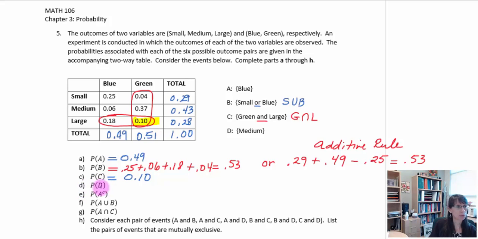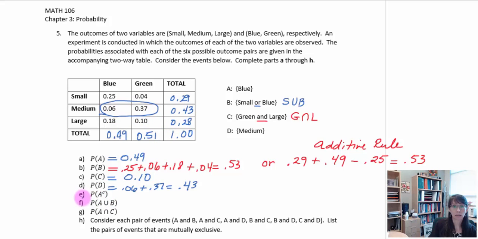Next, for part D, we're looking at the probability of event D. Event D says medium. So let's erase what we already have on our two-way table. And we're looking just for medium. Well, we've already found the sum. 0.06 added to 0.37 makes 0.43.